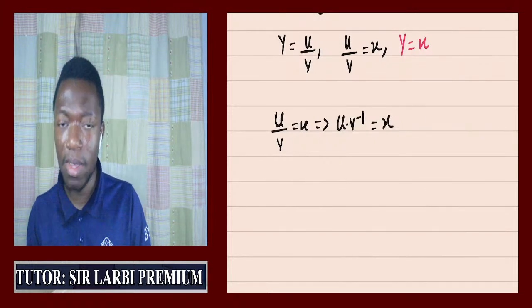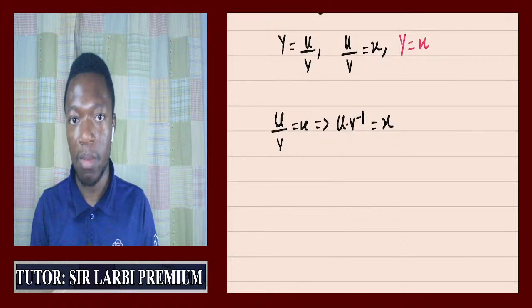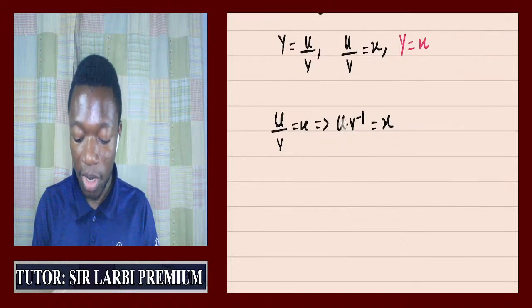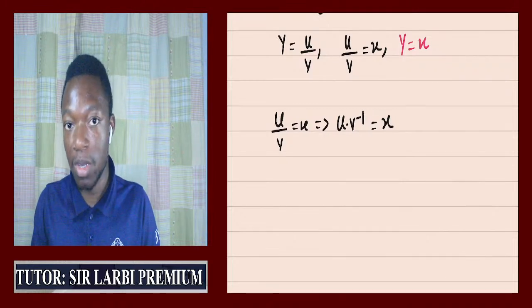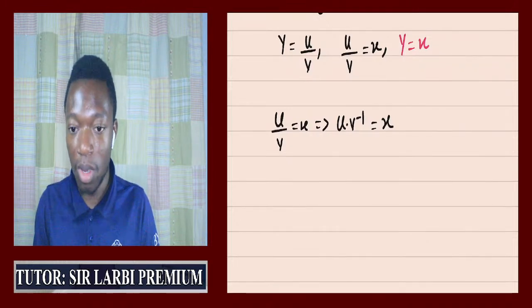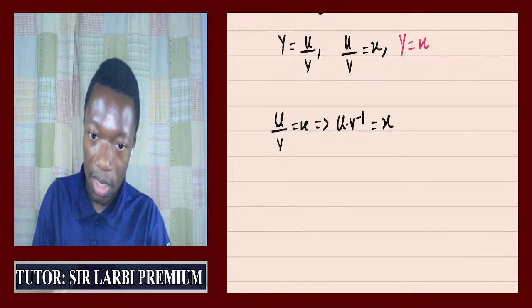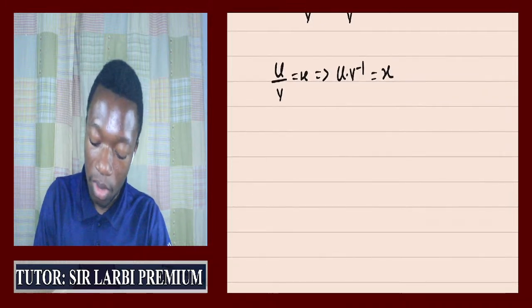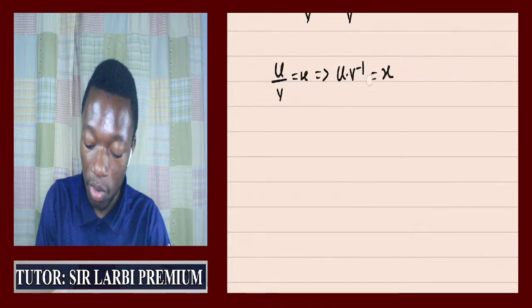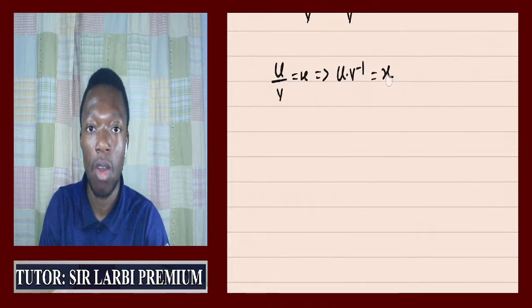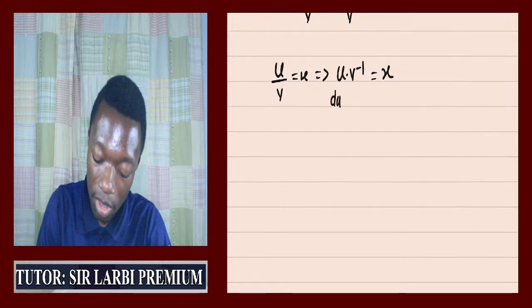Okay, so if that is the case, then we come back to our product rule, because now these are a product of two functions, just that we have one on top as an exponent of negative 1. So we come back to our product rule. Now I'll hold the second, which is v to the power negative 1, and I'll differentiate u with respect to x. So I'll have du over dx.